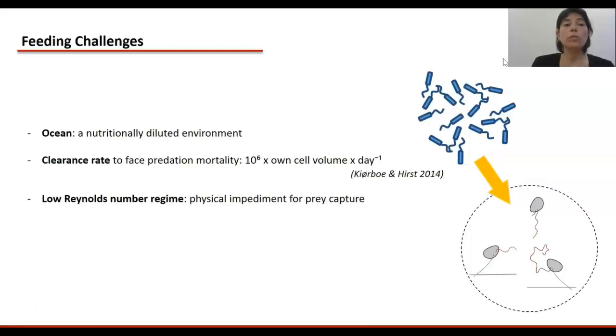Being so small, though, presents them some feeding challenges. First of all, the ocean can be a nutritionally diluted environment. However, their clearance rate to face predation mortality is estimated to be 10 to the 6 times their own cell volume per day. And moreover, living in this low Reynolds number regime means that the water becomes viscous, and it's a physical impediment for predator-prey contacts.